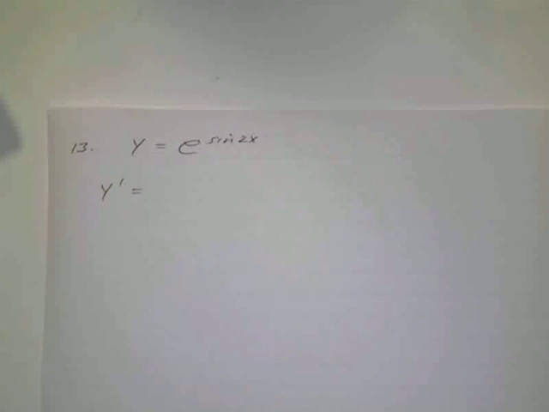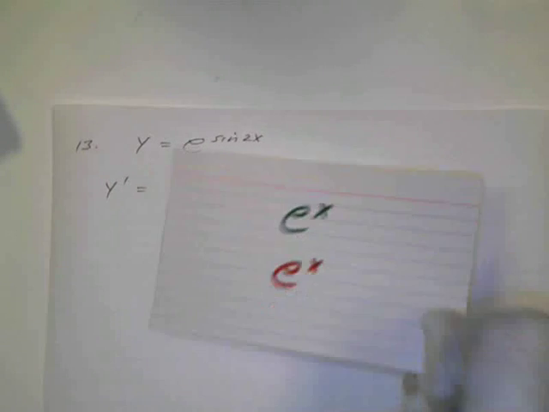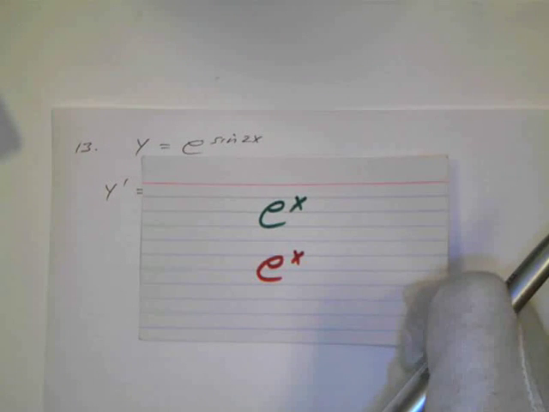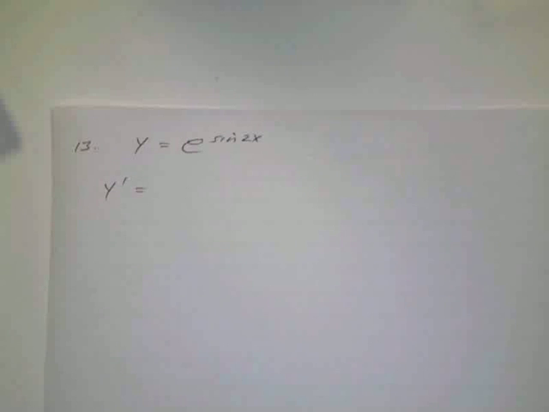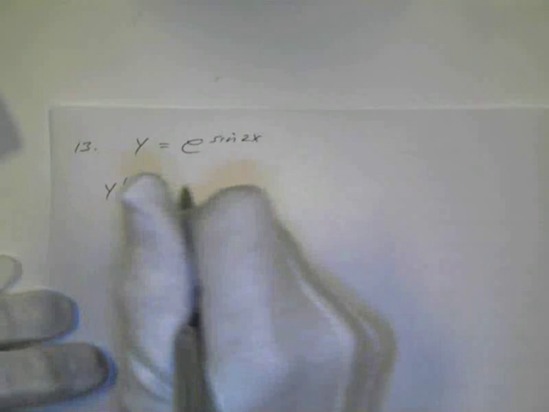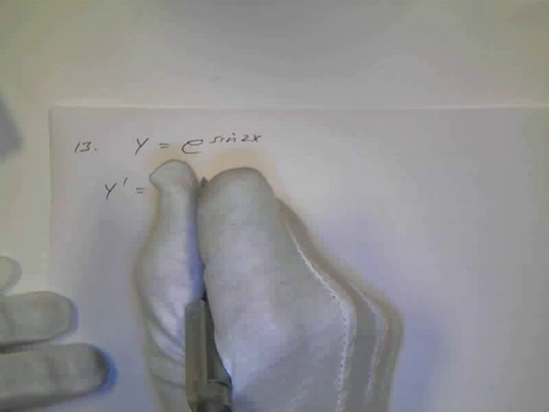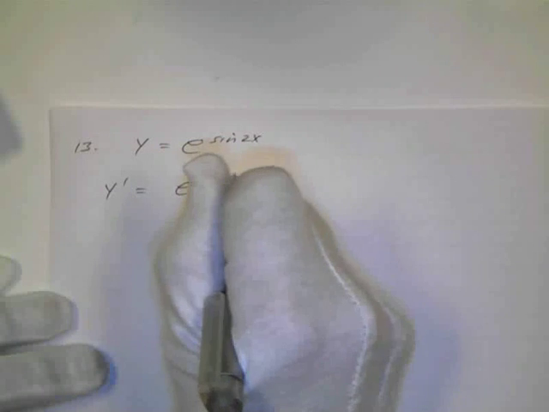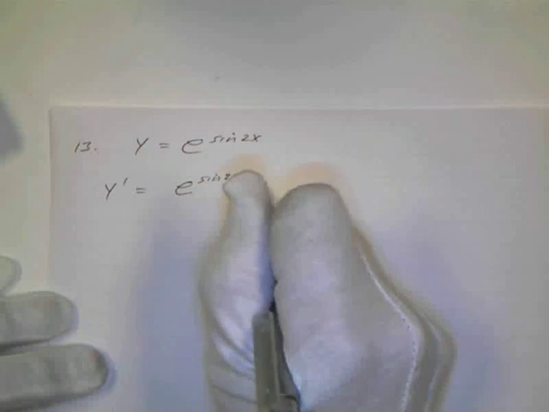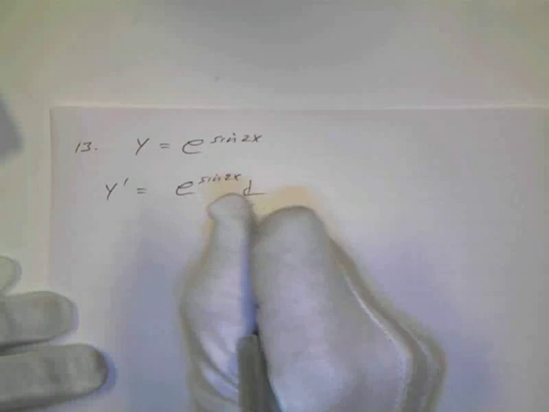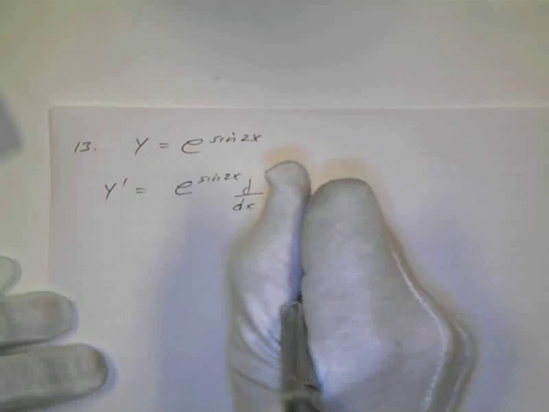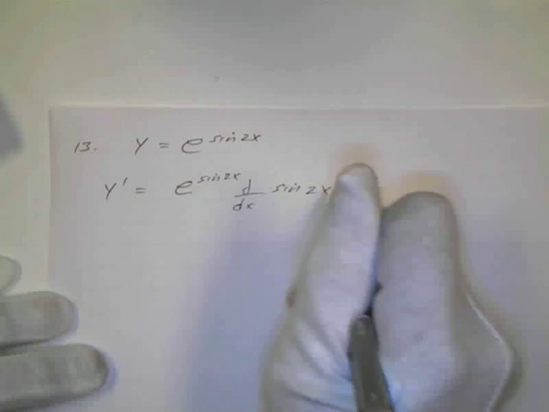Okay, here's another, just to find the derivative, but we're going to have to use our chain rule. Now remember, the derivative of e to the x is just e to the x. In this case, it's going to be e to the u, so the derivative of this will be e to the sine 2x times the derivative with respect to x of the sine of 2x.